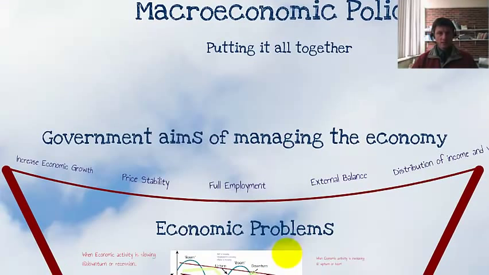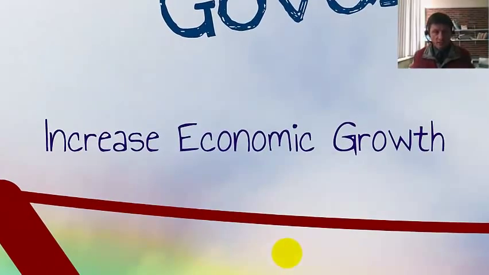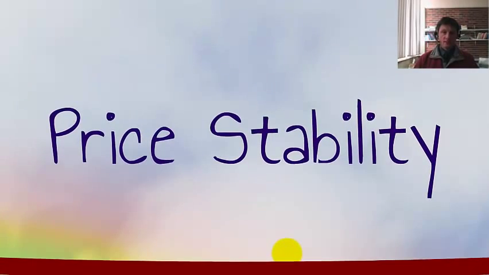While we're looking at managing the economy, there's a whole number of aims that the government has. The first one, increase economic growth. That's fairly obvious. The more growth we have, the higher the standard of living for our people, and we can satisfy more wants and so forth. Price stability. We're talking about the level of prices, inflation measured by the CPI. We want that to be as stable as possible. The Reserve Bank, who manages this through monetary policy, wants to have a target of anywhere between 2 and 3% inflation.